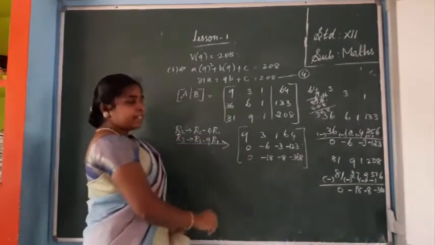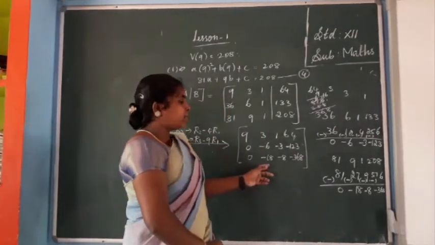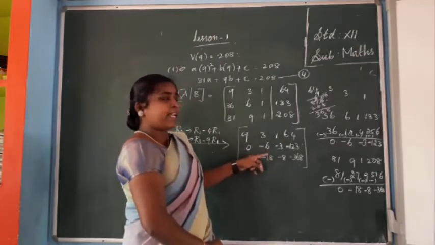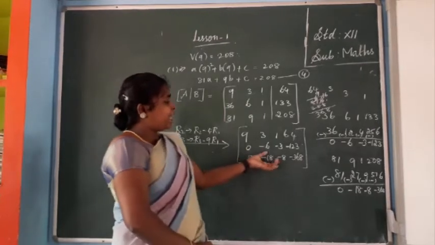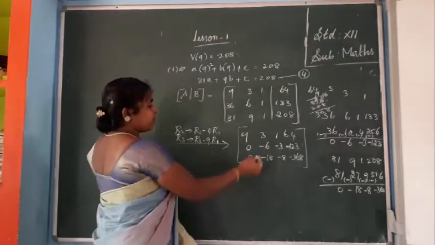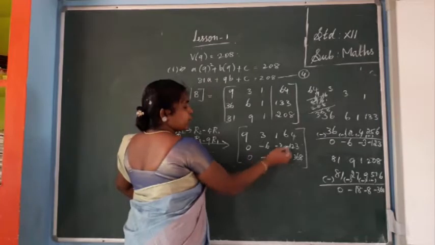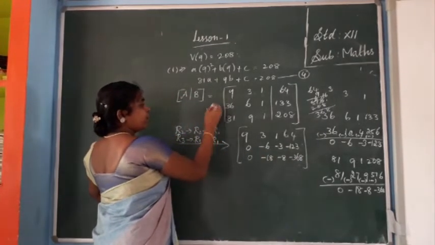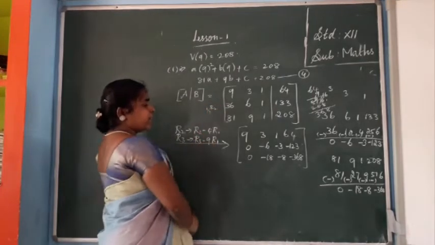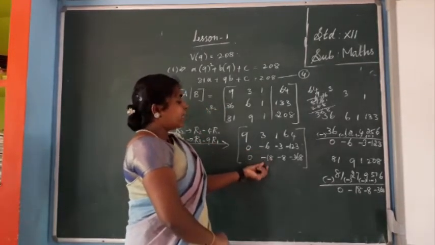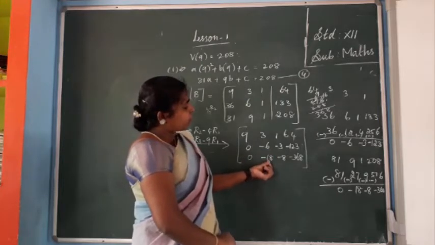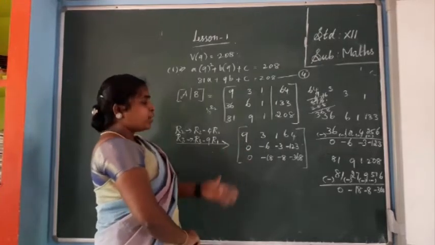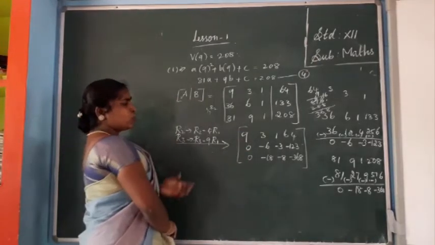Next step. Instead of minus 18, we need 0. So use the second row. If we multiply 6 by 3, we will get 18. Otherwise, if you want small elements, in R2 the 3 numbers are multiples of 3, so you can divide by 3 and get small numbers. Then here also, all the values are multiples of 2, so you can divide by 2 and you will get small numbers.